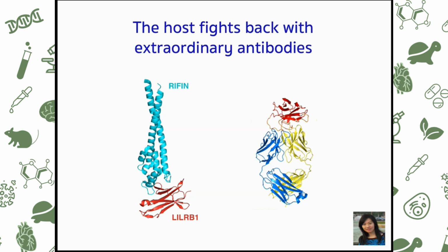And the job of the RIFIN is to recognize this immune receptor. So there's no way the RIFIN can evolve away from recognizing that immune receptor. Otherwise, it wouldn't be able to perform its function anymore. So the human antibody has grabbed hold of that immune receptor and uses it to recognize the RIFIN in turn.